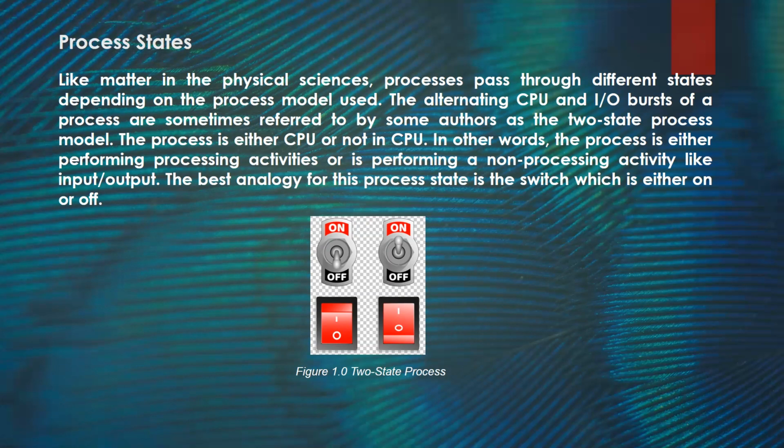So the first model of process state is yung tinatawag nating two-state process. It's either on or off. It's either nagpa-process or di nagpa-process. May activity o walang activity. Yun yung first na model ng process state natin. Nag-alternate between CPU and I/O burst. It's either yung process nasa loob na ng CPU or wala.